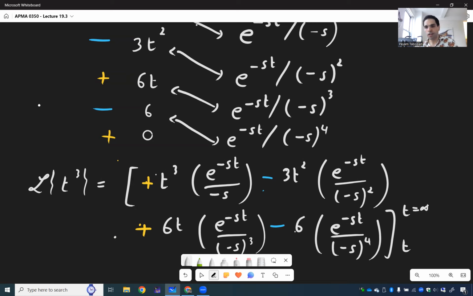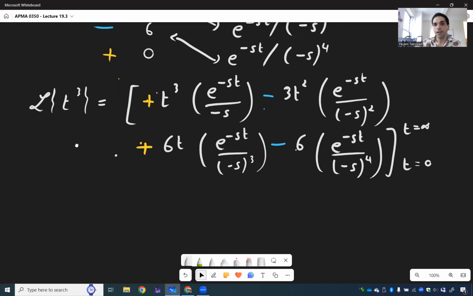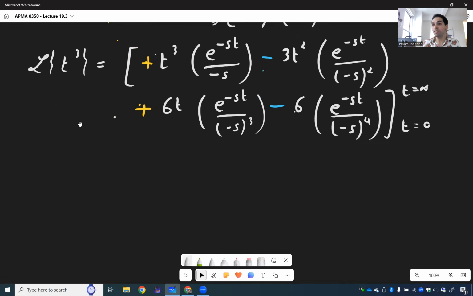And that's because, remember, it's an integral from 0 to infinity of t cubed e to the minus st. Now, as horrible as this looks, it's actually not too bad, because remember, first of all the terms at infinity are 0. So we have 0, minus 0, plus 0, minus 0.